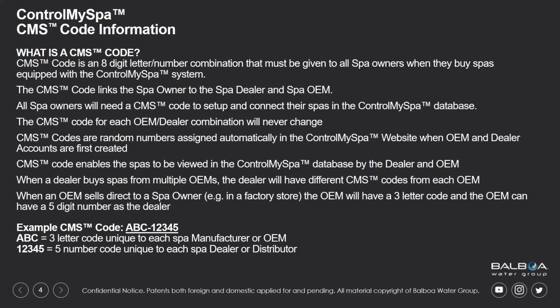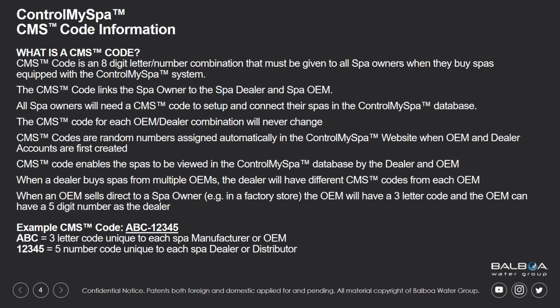So, what is a CMS code? A CMS code is an 8-digit lead number combination that is created by the ControlMySpa system automatically when OEMs set up dealers. And it must be given to all spa owners when they buy a spa to set up the ControlMySpa system. The CMS code links the spa owner to the spa dealer and the spa OEM. All spa owners need a CMS code to set up and connect their spas within the ControlMySpa system database. And the CMS code for each OEM and dealer combination is never going to change. So it's a one-time deal.